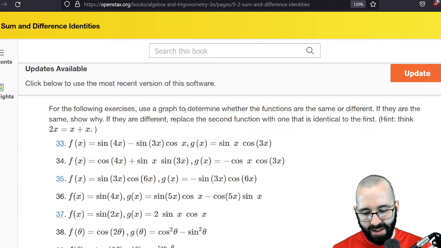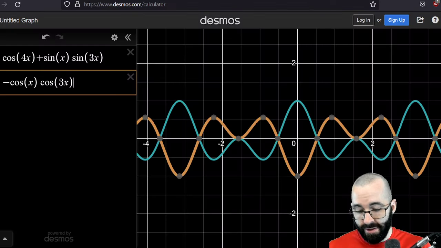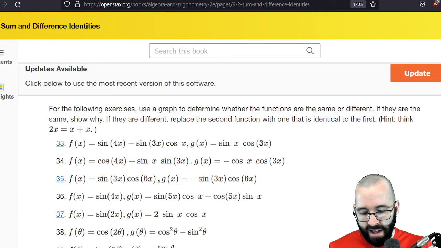But they're kind of similar, right? What does the problem ask us to do? Determine whether the functions are the same or different. All right, our answer is different. But they're close. Replace the second function with one that is identical to the first.